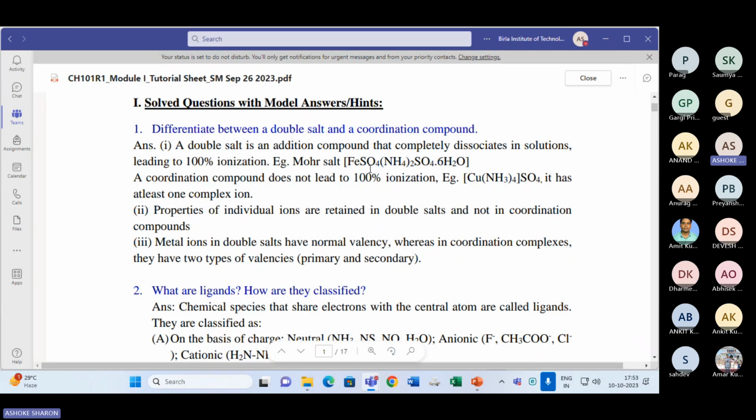Here it has shown one important example: how to find out the primary and secondary valency of, say, copper in the second molecule in the coordination complex. Okay, what is the primary valency? Copper's charge, that is 2. And the secondary valency is the number of ligands attached to the copper, that is 4.